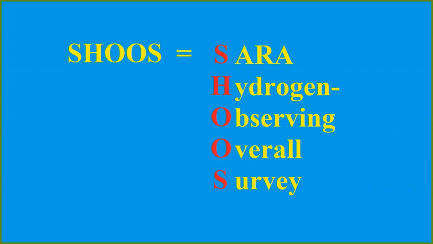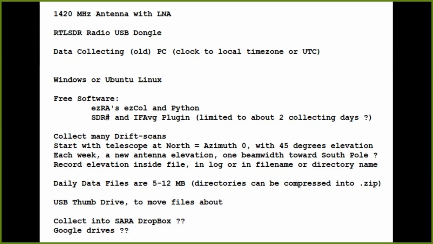So Rich, Jay, and I were discussing maybe there should be an organized project to collect data and share it among members. We can't spell very well, so we came up with SHOOS, standing for SARA Hydrogen Observing Overall Survey. To collect data for the survey, you would need a 1420 megahertz antenna with a low noise amplifier, some kind of USB radio, like the inexpensive RTL SDR USB dongles, and then plugging that into a data collecting PC.